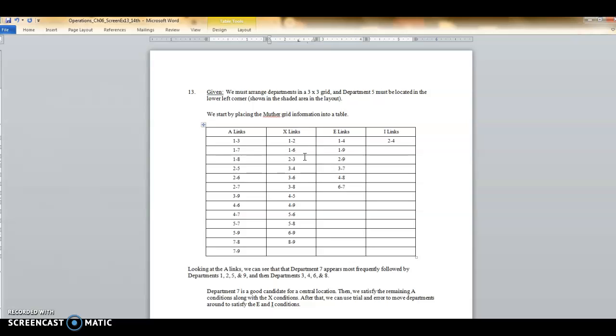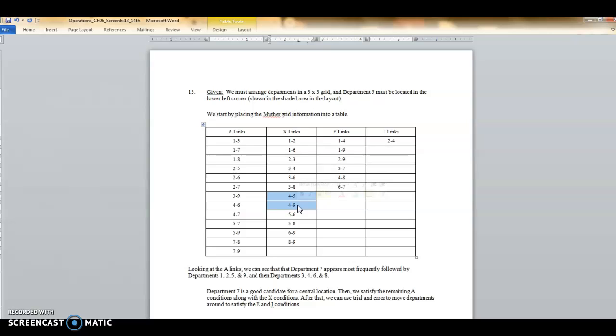Department number 2, I have 1 X. It cannot be next to department number 3. For department number 3, I have 3 X's, and those correspond with departments 4, 6, and 8. So 4, 6, and 8 cannot be next to department number 3. For department number 4, I have 2 X's, and they correspond to department number 5 and department number 9. So 4 cannot be next to either 5 or 9.